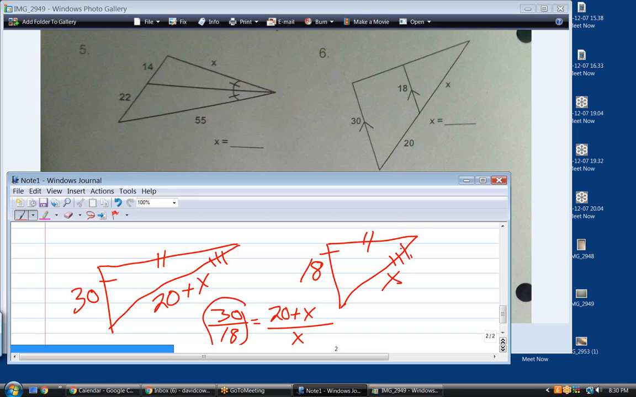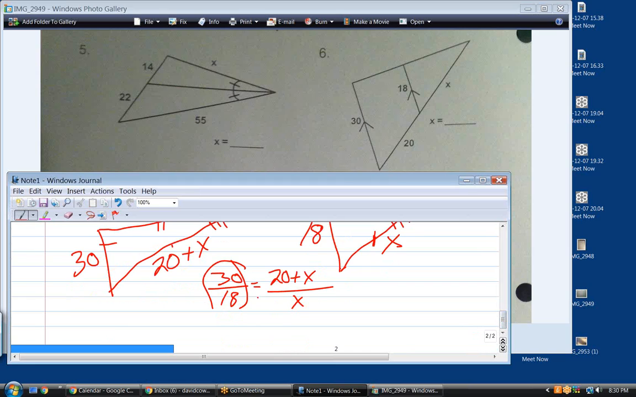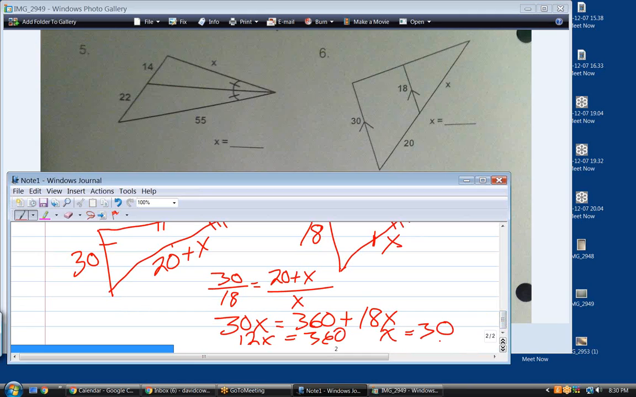So 30 is to 18 has to be the same as this side is to this side. This side is 20 plus x. This side is x. So now I just have to solve this. It's not that hard to solve. There's only one variable, x. Cross multiply. We have 30x equals 360 plus 18x. Move the 18x over. We get 12x equals 360. x equals 30.